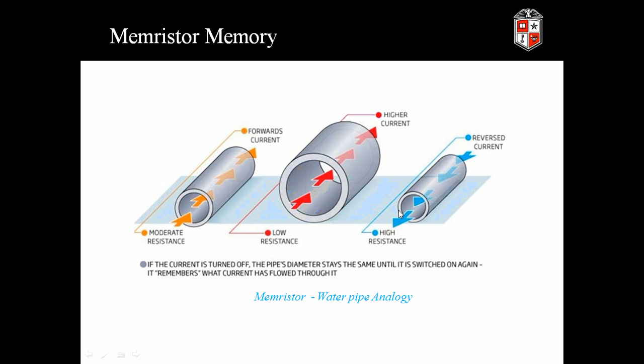Coming to the next one, if the diameter of the pipe is very small, then the water can't easily flow through this pipe. That means it is offering very high resistance. Even in this case, when the water flow is off, the diameter of the pipe remains the same. That means the diameter of the pipe is nothing but the memristor resistance, and the water flow can be considered as the current.